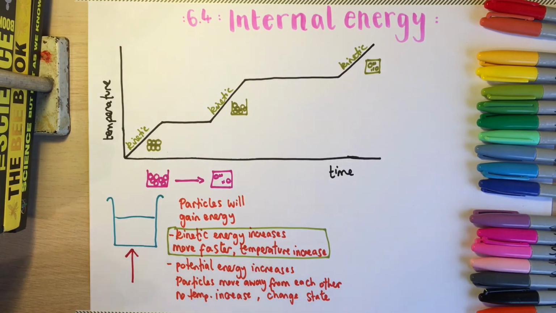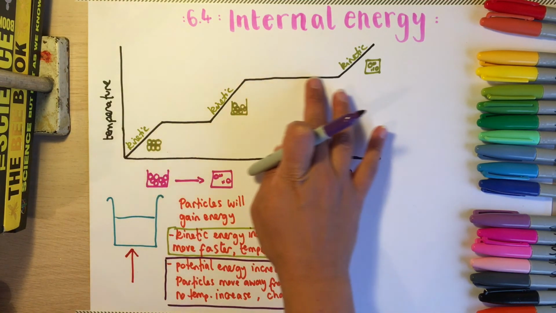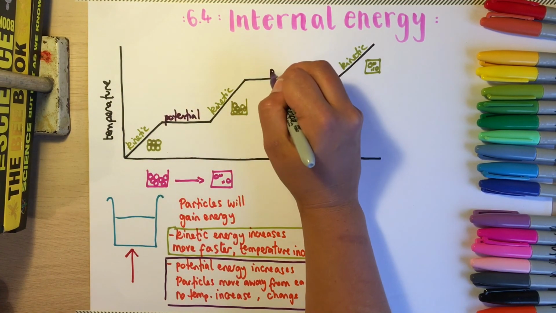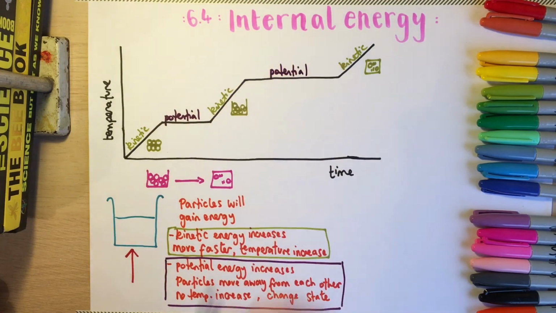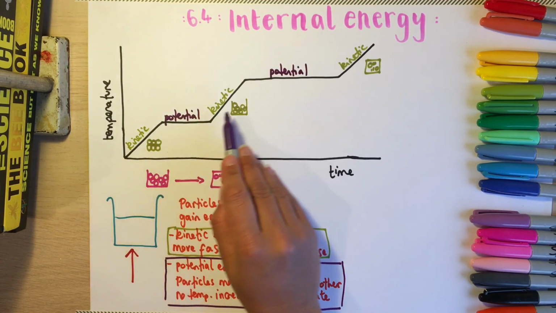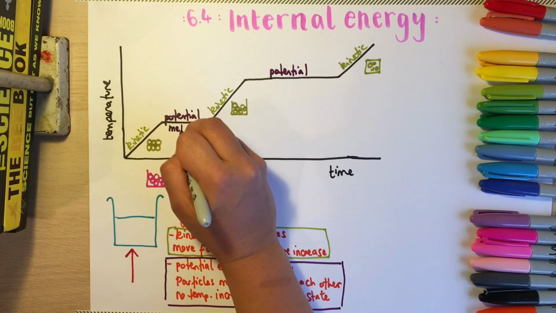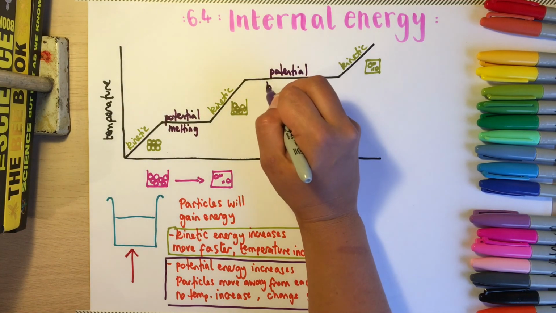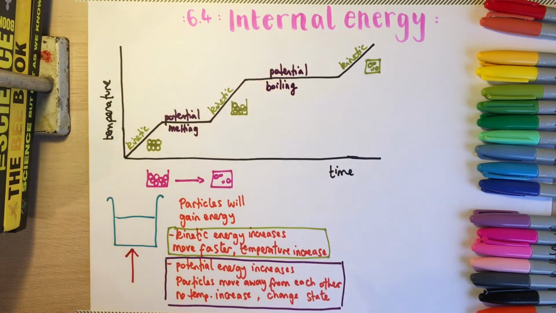Now we can think about our potential energy, so let's make that purple. Bit of alliteration. This is where there is no temperature increase and the state is changing. So that's these two flat lines that we've got here. So we can just write potential here and potential here. And what's happening here, well, we can be a bit more specific. If it's going from a solid to a liquid, it is melting. And if it's going from a liquid to a gas, then we could say it is boiling.